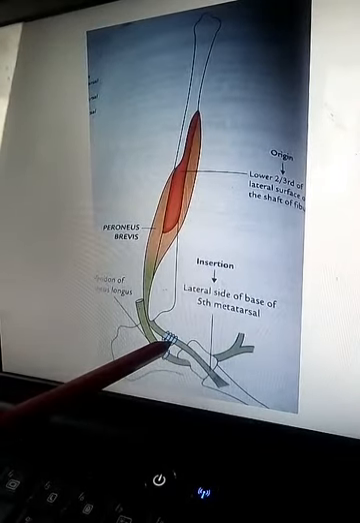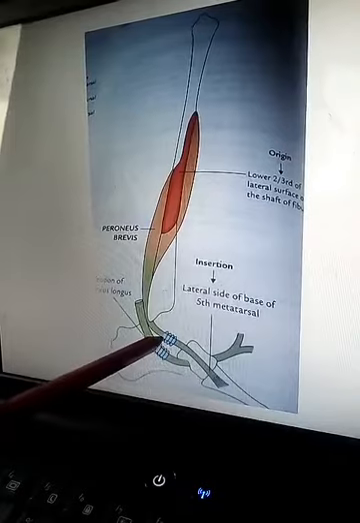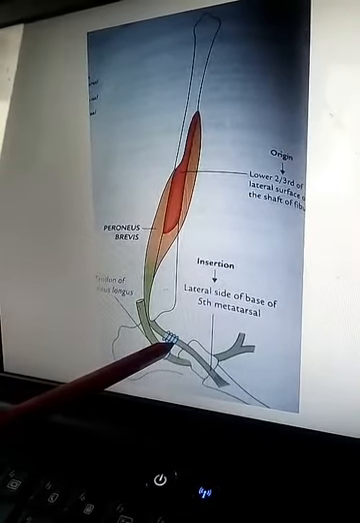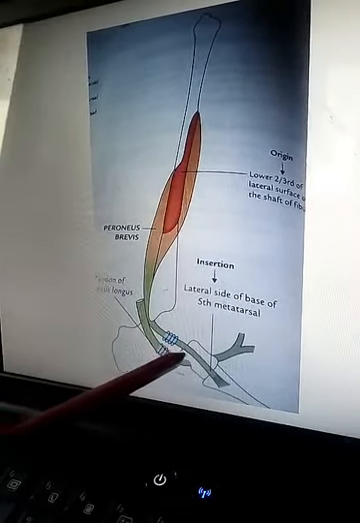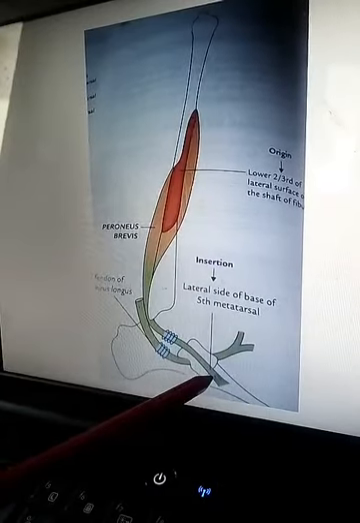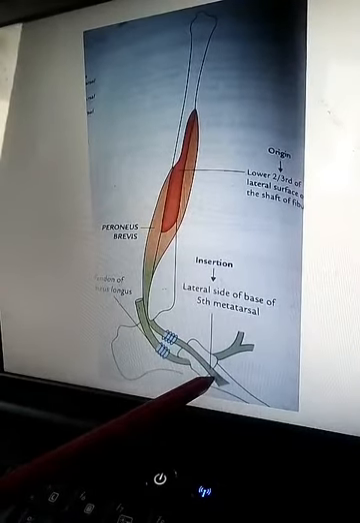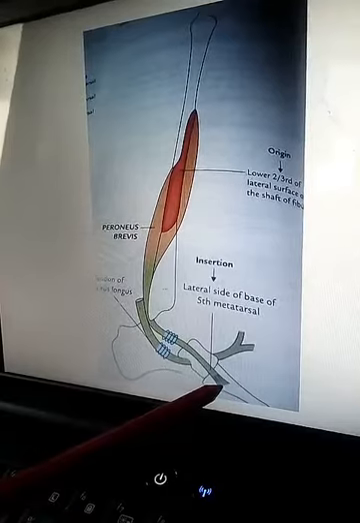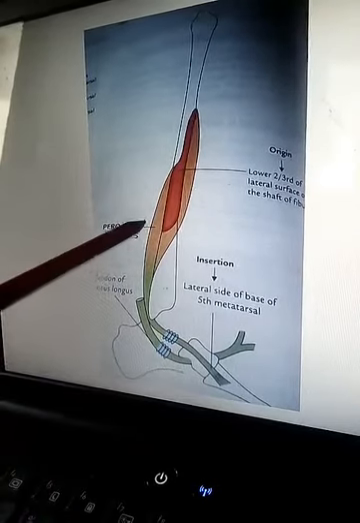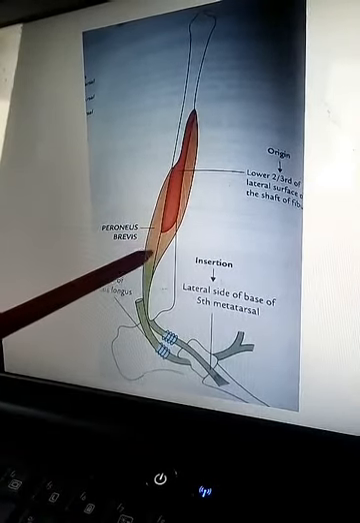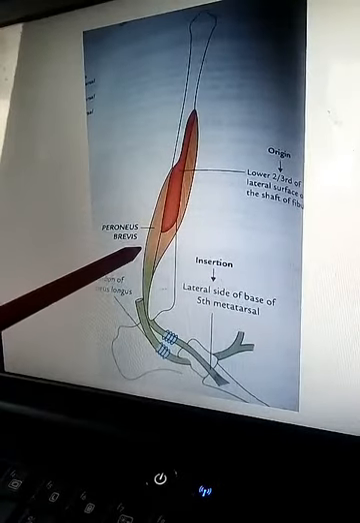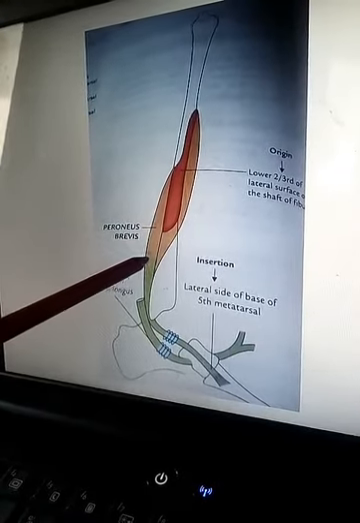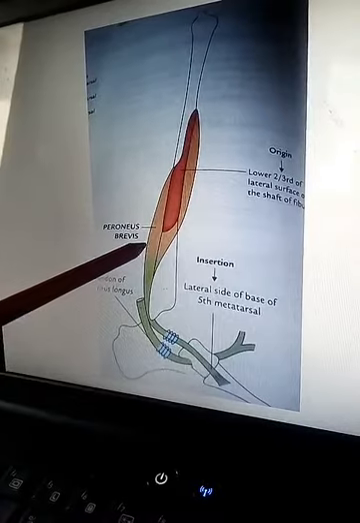It is enclosed in a separate synovial sheath. It passes forwards and laterally to be inserted onto the tubercle on the lateral side of the base of the fifth metatarsal. It is also supplied by the superficial peroneal nerve. It is the everter of the foot and also maintains the lateral longitudinal arch of the foot.